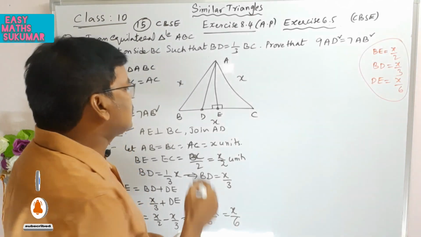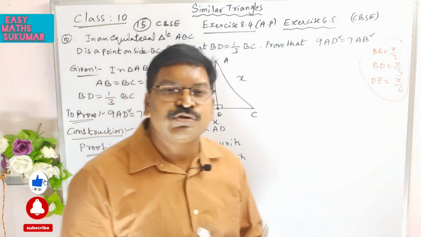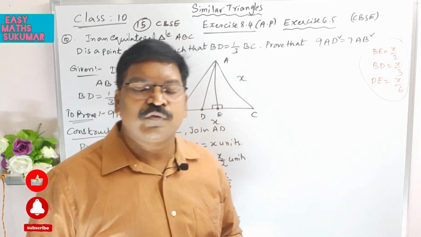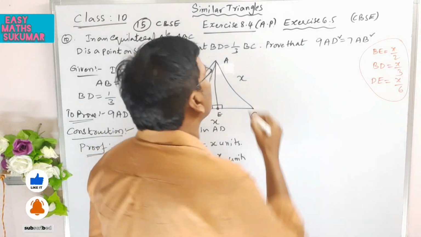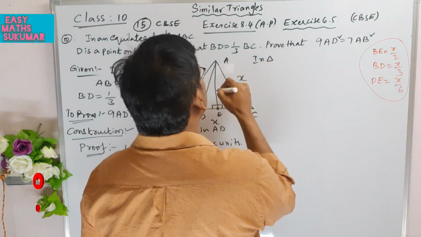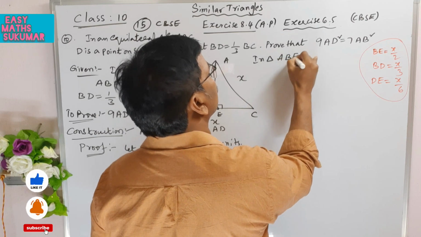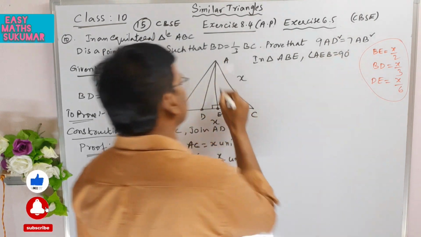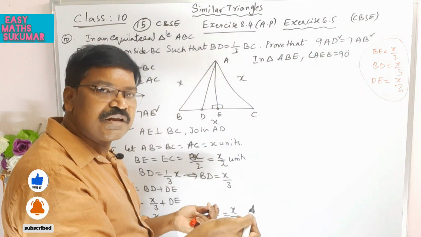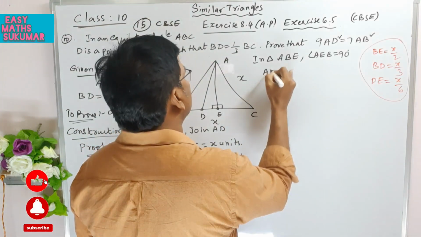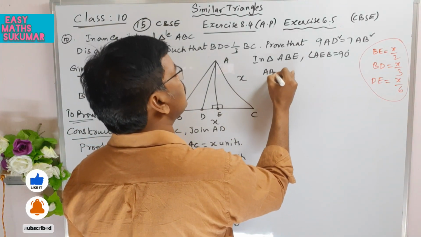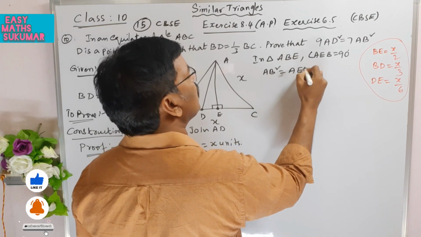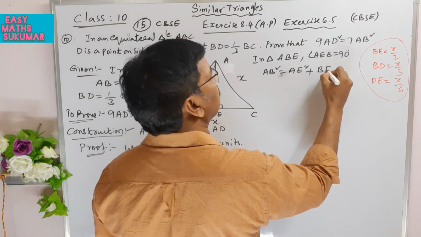Now, my dear students, AE is an altitude. Altitude means it is perpendicular to the base and also passing through the opposite vertex. Now, in triangle ABE, angle AEB is equal to 90 degrees, since AE is an altitude. So what is the hypotenuse in triangle ABE? That is AB square is equal to AE square plus BE square.